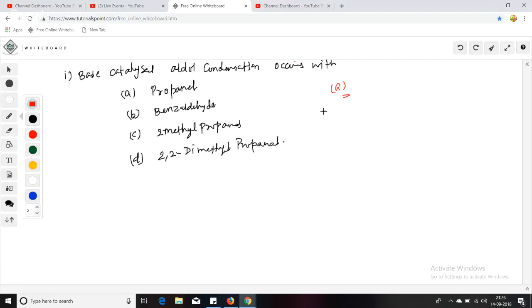So let me draw the structure of all of these. Propanol is CH3CH2CHO. Benzaldehyde, this is option B, we have a phenyl group and then CHO. The third option is 2-methyl propanol, so we have CH3, CH, CH3, and then CHO.